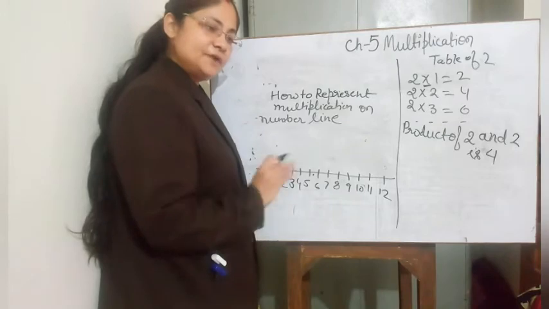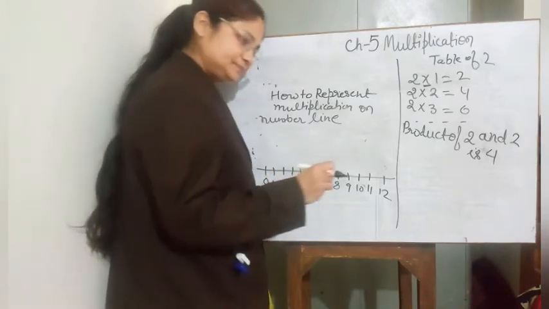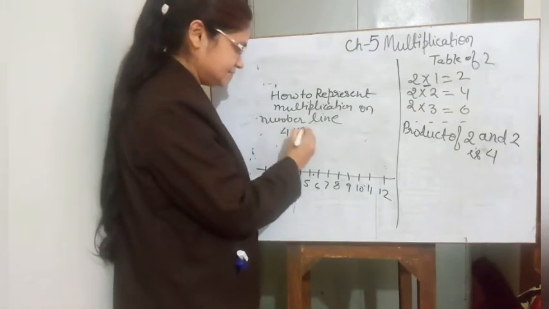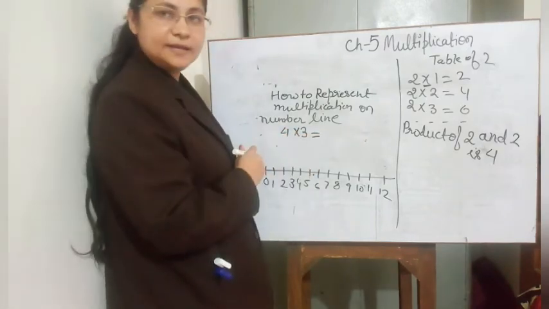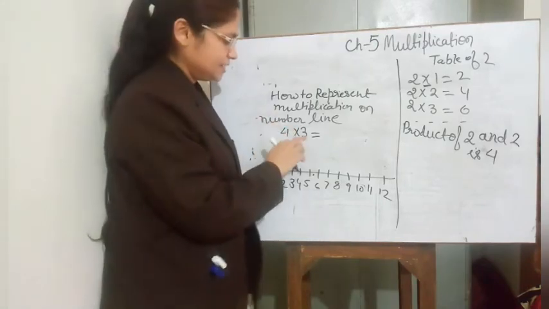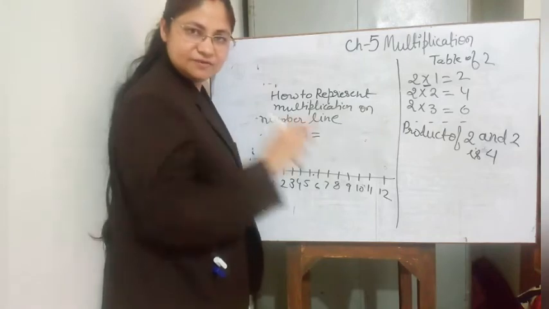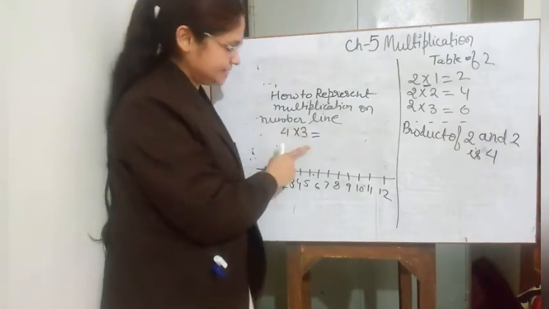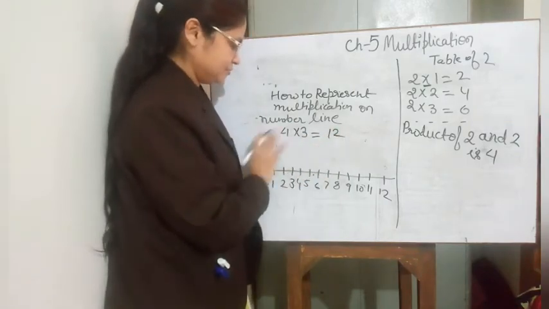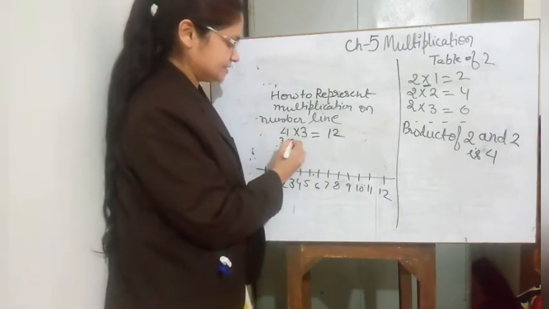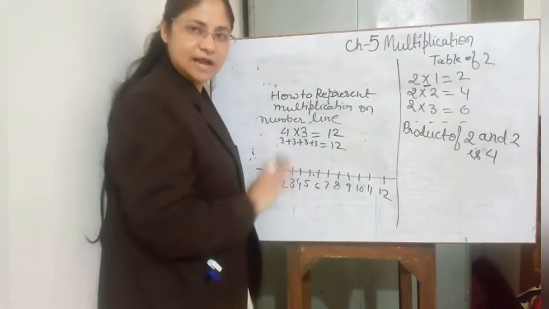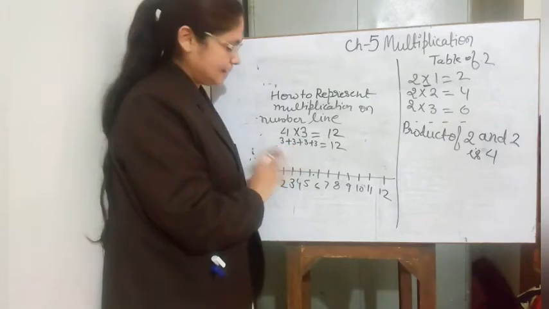For example, if I want to represent 4 multiplied by 3. 4 multiplied by 3. Okay, it means this 3 is added 4 times. Right, this 3 is added 4 times, then only we are getting 12. So we can say that 3 plus 3 plus 3 plus 3 is 12. I hope you understood, right?